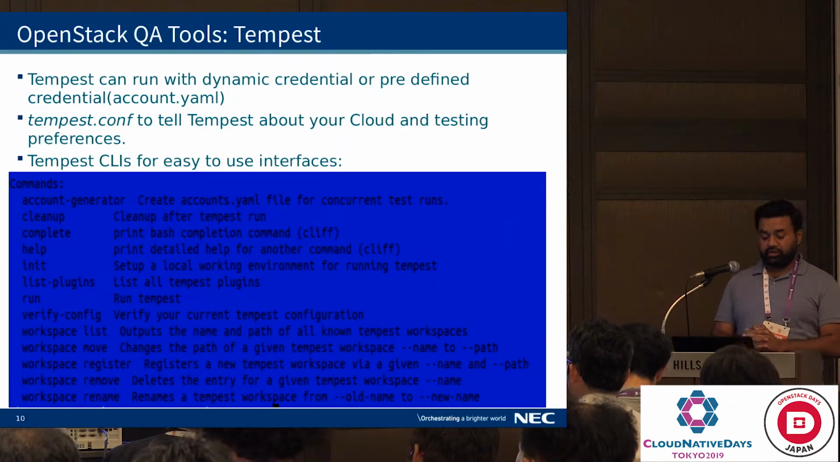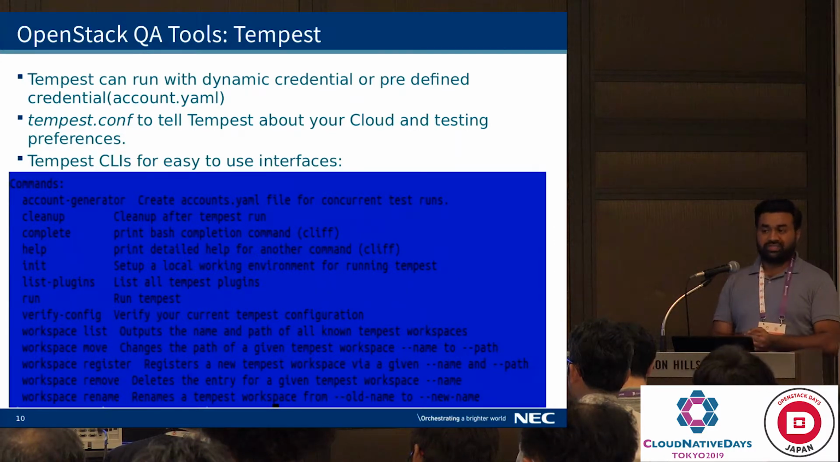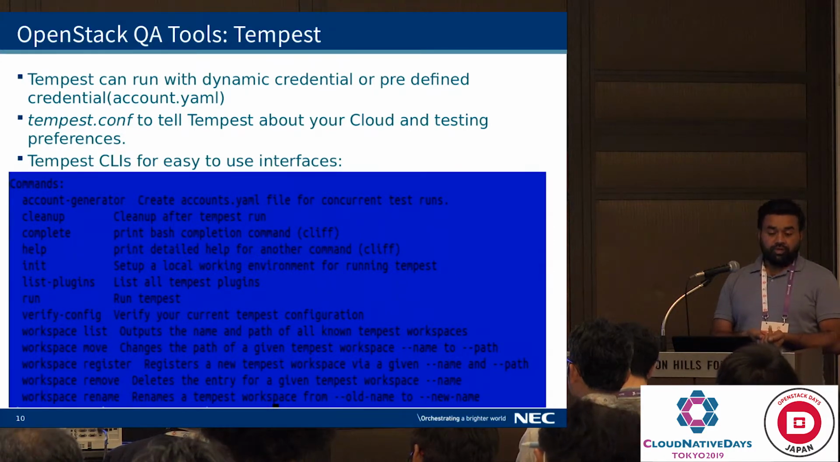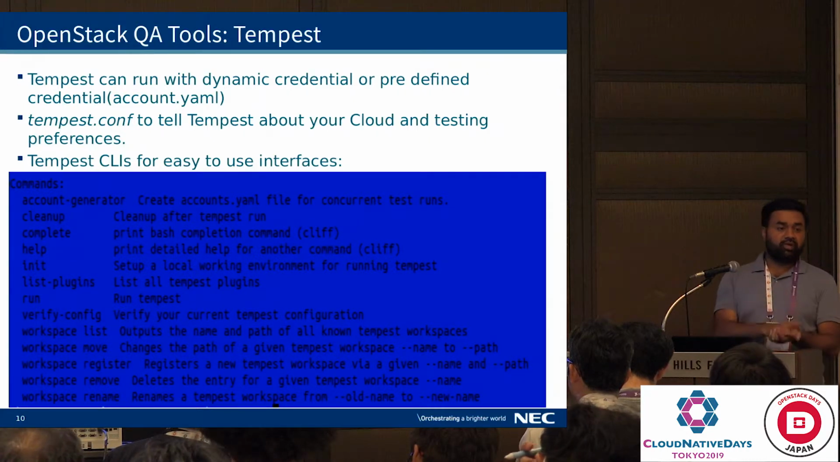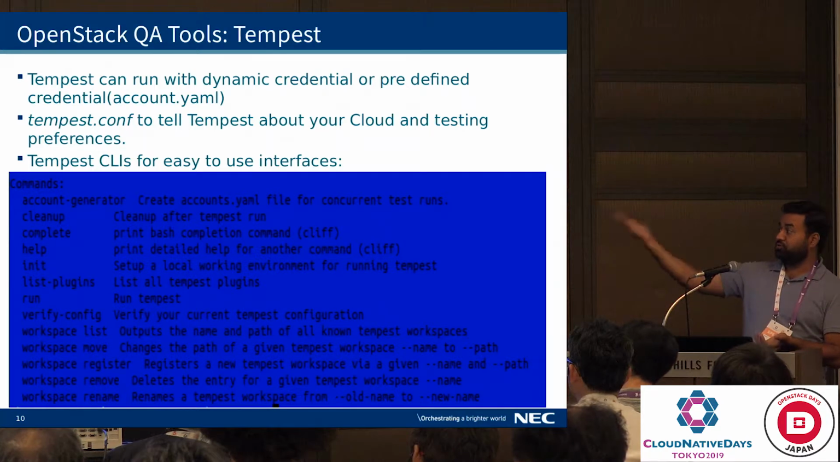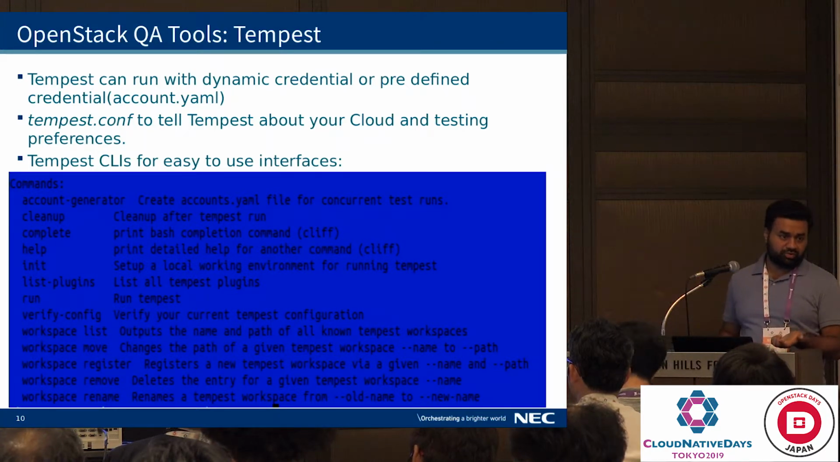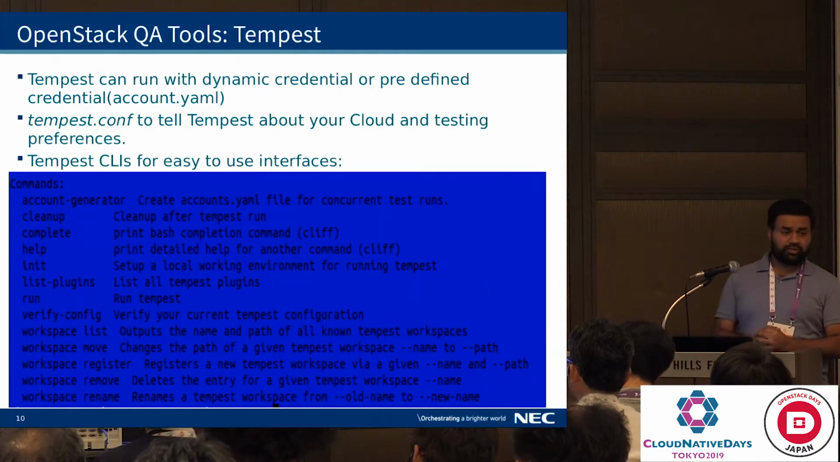In tempest.conf, you can configure Tempest to tell it what your cloud is and how you want to test it. For example, if pause VM is disabled in your cloud, you can tell Tempest, okay, pause VM is not available, so Tempest will skip those tests. There are a lot of configuration options to configure Tempest for each project.